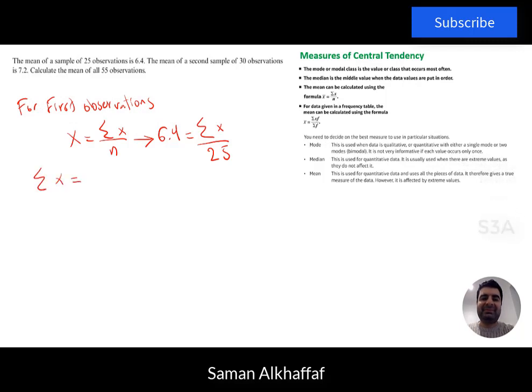will equal 6.4 multiplied by 25, which will give us 160 for the first observation. For the second observation, again we use the same formula, but in this scenario we are using a different value, so it will be the summation of y over m. So again, ȳ represents the mean, and the summation of y represents the sum of data values, and the m will represent the number of data values.